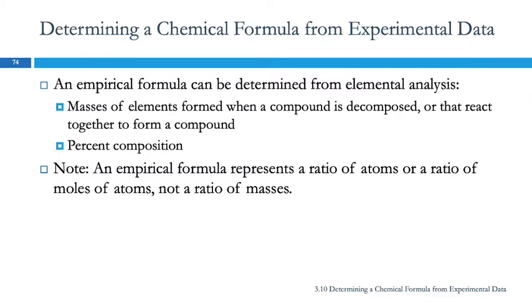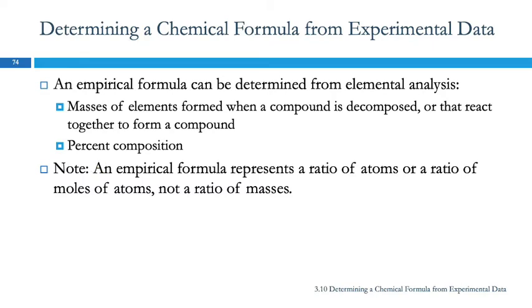How do you find an empirical formula? You can do it from elemental analysis. You can look at the mass of elements that combine to form the compound, or you can take the compound and separate it into its elements and measure the masses of those. We're going to do this in experiment 3 with zinc and iodide. You can also calculate an empirical formula from the percent composition.